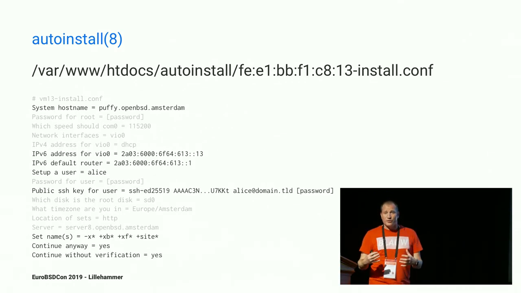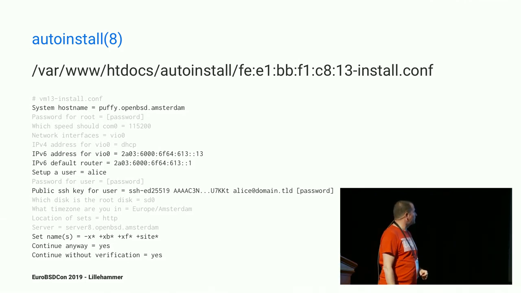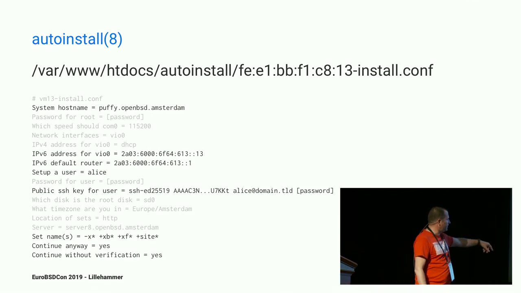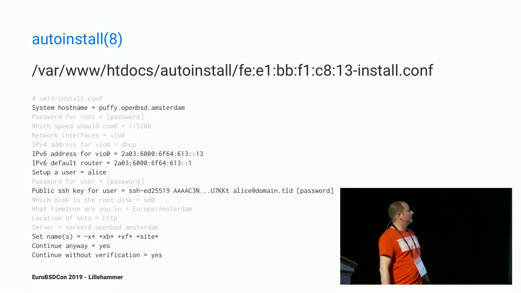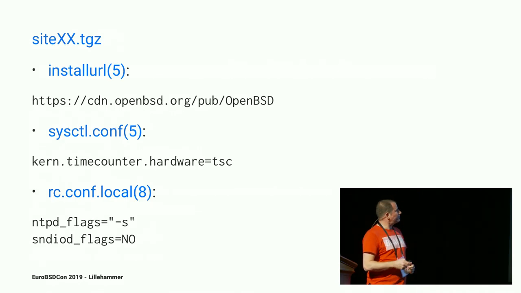Then I have an auto-install script for every single VM that I build, again based on the MAC address. So if you provide me with your host name, I put that in. The v6 addresses are assigned, your username that you provided, your SSH key, I cut and paste in there. And then these sets here will probably go away, and this will be plus site star moving forward. And because of that, I have to do continue anyway, yes, verification, yes. So that's then what the VM is being built on.